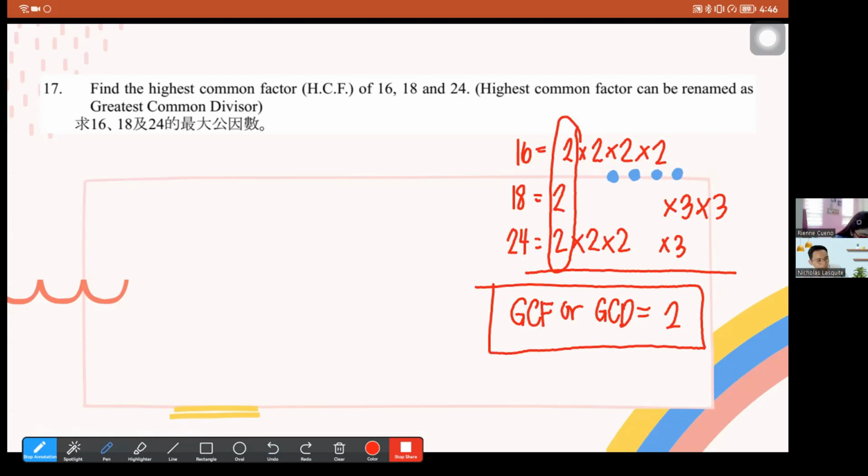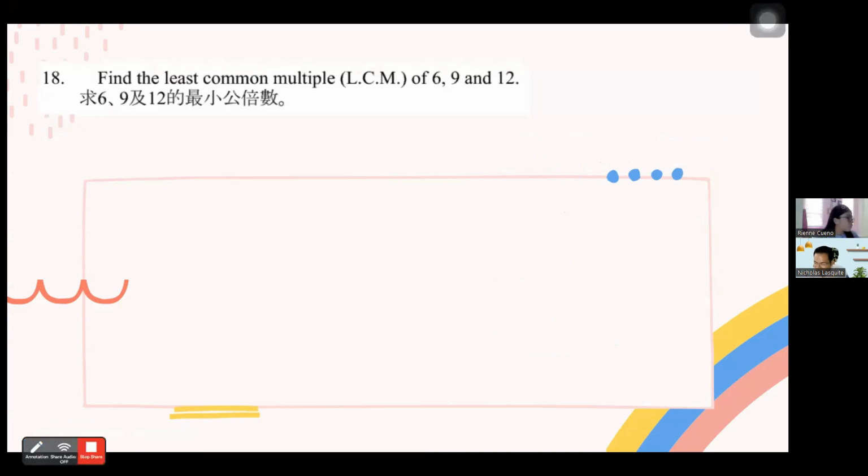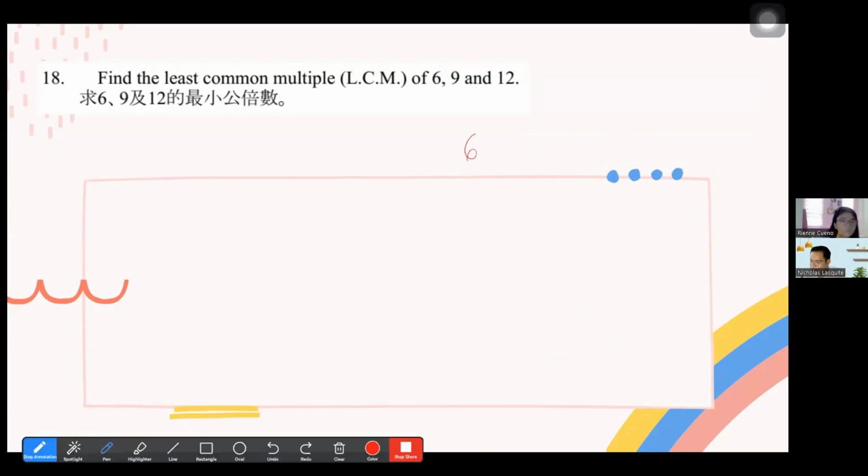Okay, let's continue with the next number. Number 80. So find the least common multiple, or the LCM, of 6, 9, and 12. Again, this is just very easy. What you need to do is, you write down 6, you write down 9, and you write down 12.